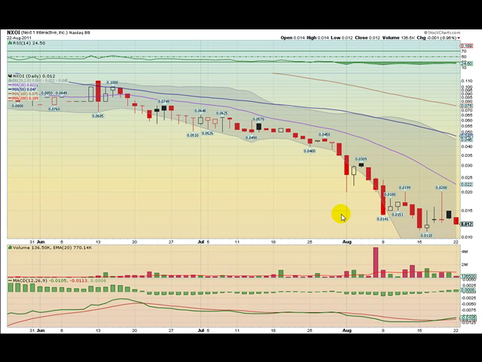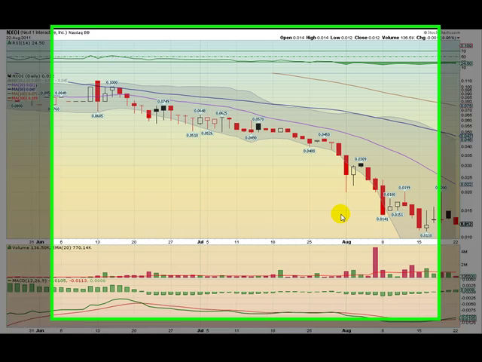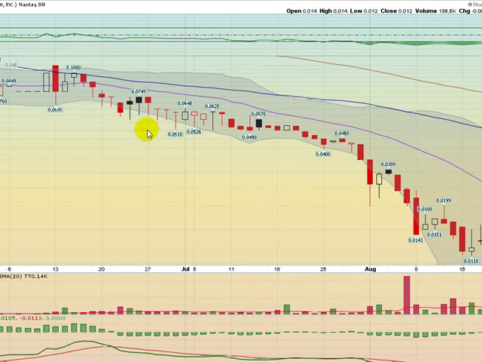Today we're looking at NXOI for August 22nd, 2011. Alright, we're going to look at a daily chart. Each one of these candles is 1 day in trading length, and this is about 3 months in trading length.